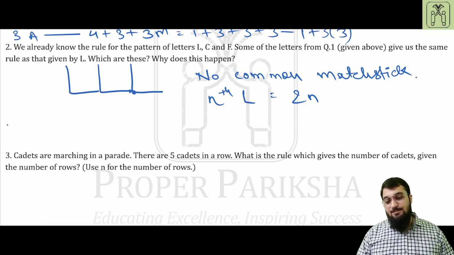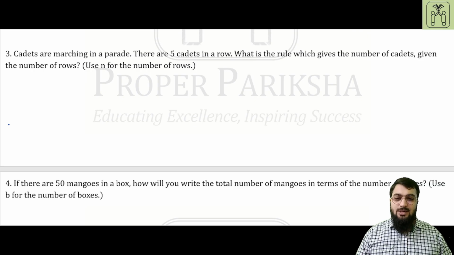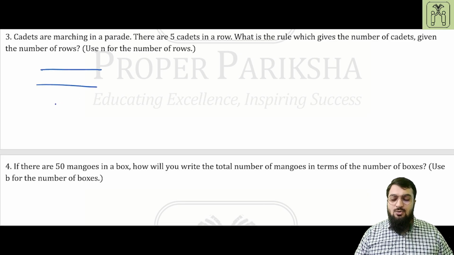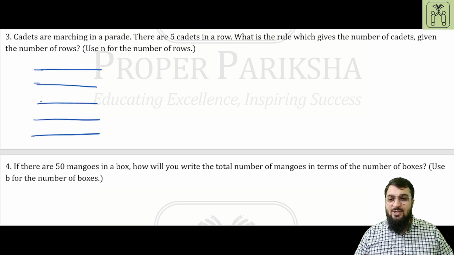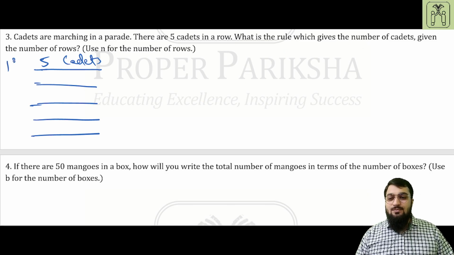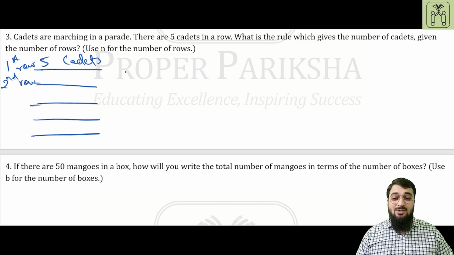Coming to question number 3. Cadets are marching in a parade. There are 5 cadets in a row. So we have one row, two rows, three rows, four rows, and five rows. And in each row we have 5 cadets. So 5 cadets in each row. What is the rule which gives the number of cadets given the number of rows? So first row, 5 cadets. Second row, if the parade has 2 rows, then that will be 5 into 2. If there are 3 rows in the parade, then it will be 5 into 3.